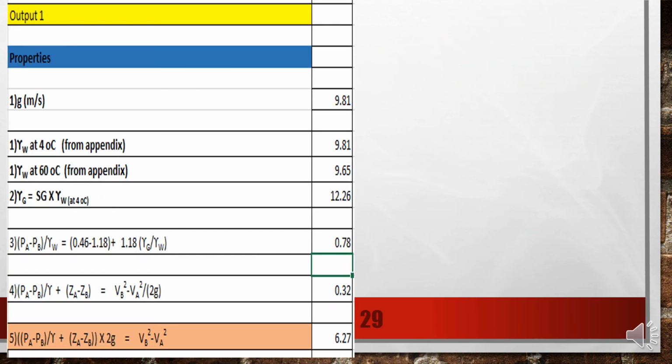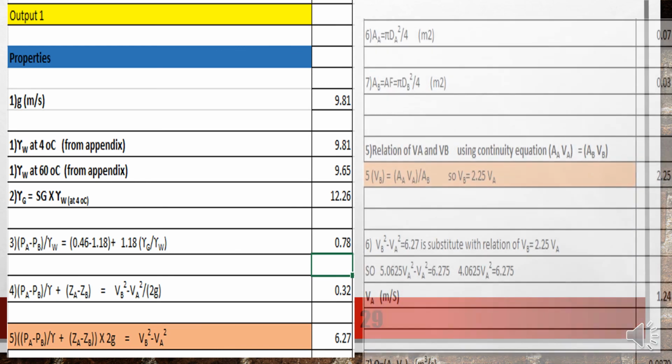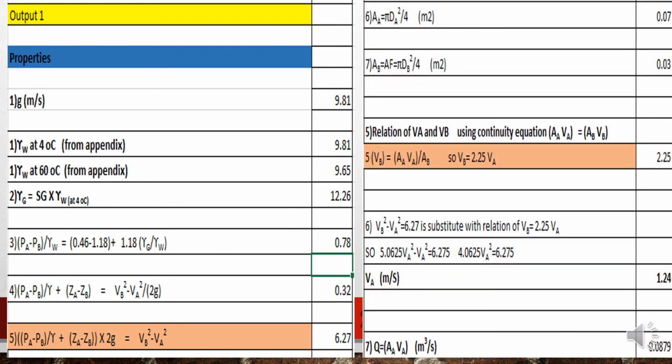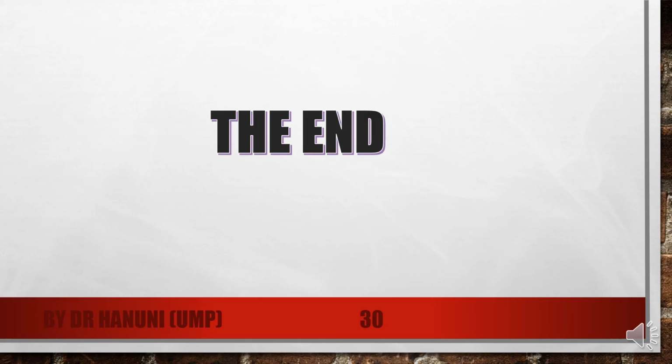And this is the output that I calculated using Excel. Maybe you can use it as a guideline, just to double check your calculation parts. Here it shows the values of Q_A and V_A that I got from the calculation.